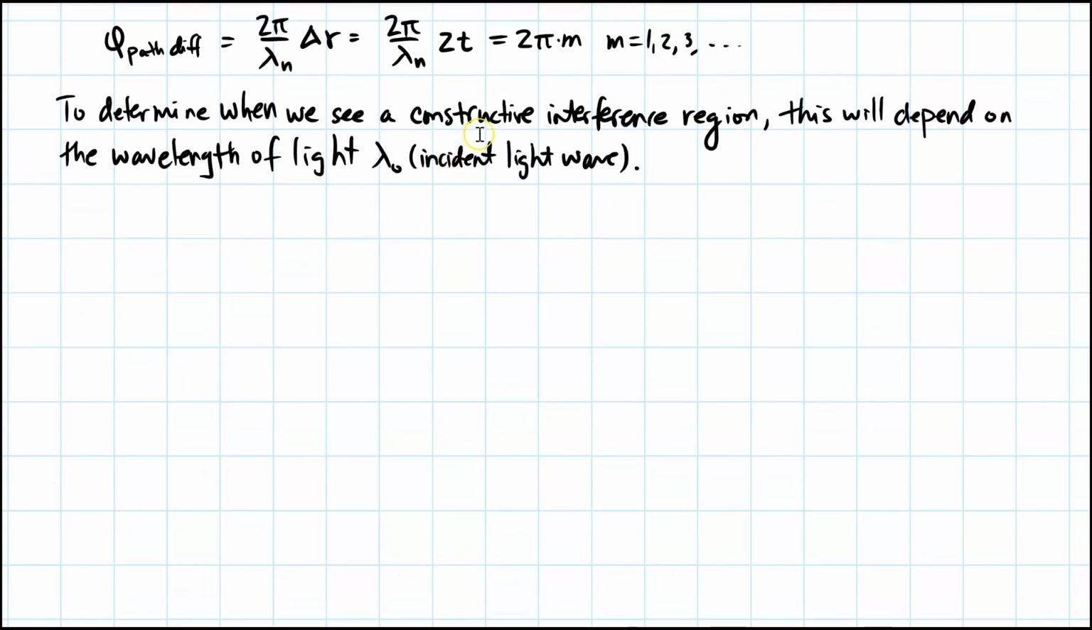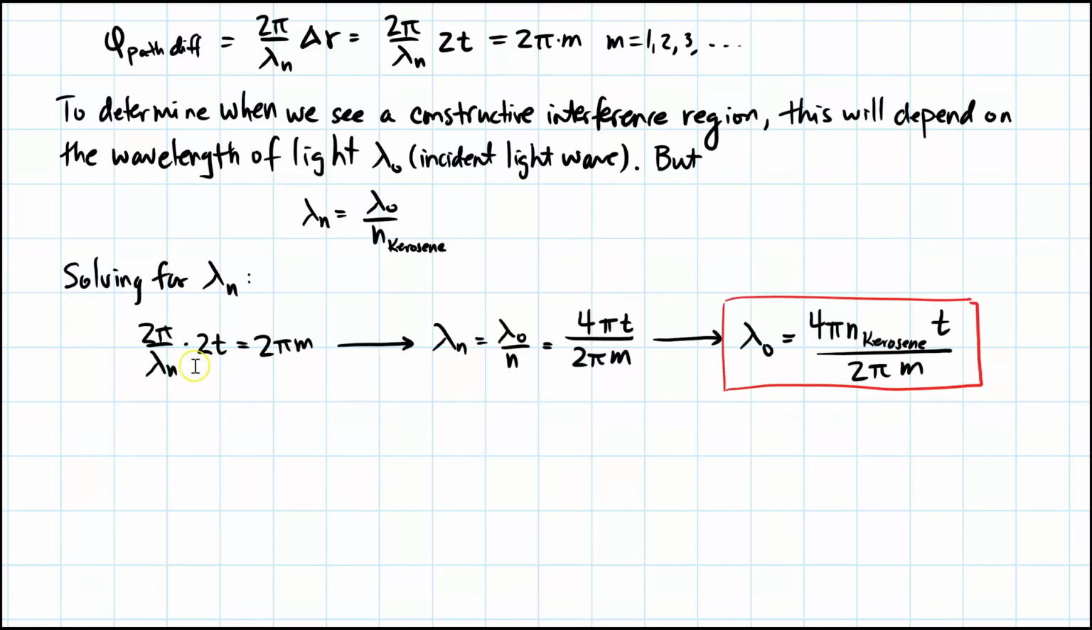To determine when we see a constructive interference region, this will depend on the wavelength of light, lambda naught, that is, the wavelength of the incident light. But the wavelength in kerosene is equal to the wavelength of light in air divided by the index of refraction of the kerosene. Taking this phase relationship that we have up here, I now solve for lambda n. So going through the algebra, we get that the wavelength of light that is incident on the kerosene is then going to be equal to 4 pi n of kerosene times the thickness divided by 2 pi m.